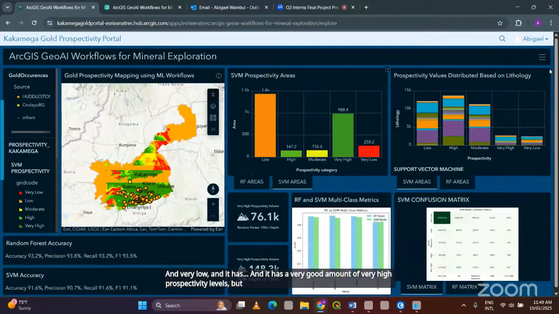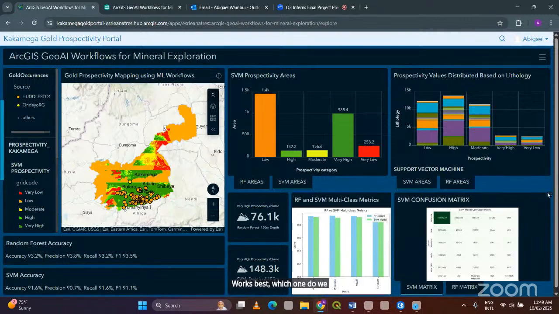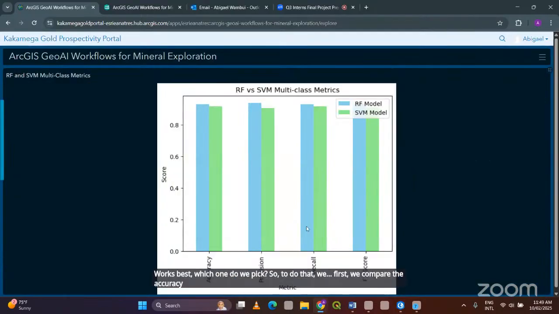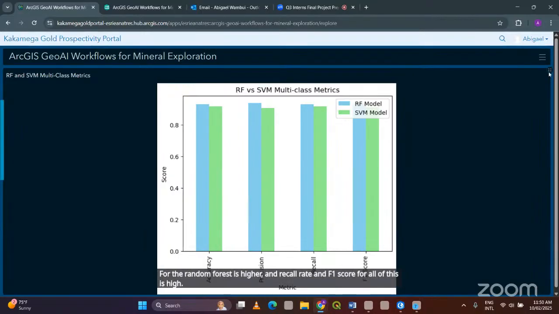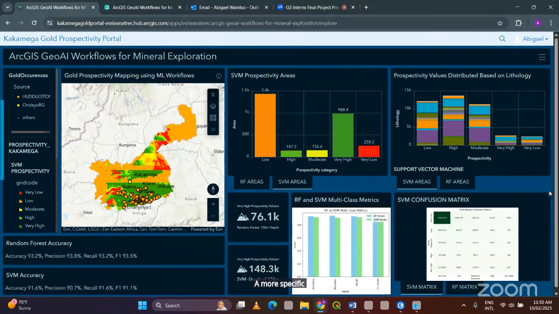But we need to know which one of these two models works best, which one do we pick. So to do that, we compare the accuracy levels. For example, we can see that for the random forest, accuracy is higher compared to support vector machine. This is the same with precision. For random forest, it is higher, and recall rate and F1 score for all of this is higher. A more specific way is looking at the confusion matrix.